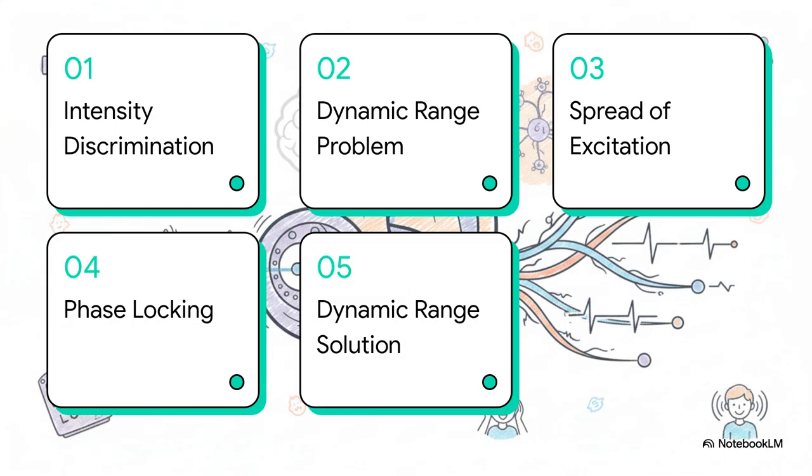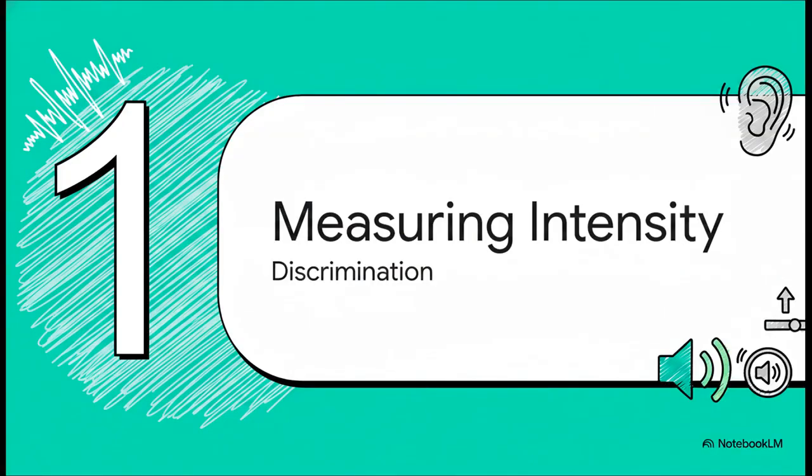To solve this biological puzzle, we've got a clear roadmap for today's explainer. First, measuring intensity discrimination. Then we'll hit the dynamic range problem, explore coding by spread of excitation, look into coding by phase locking, and wrap up with the dynamic range solution. All right, let's dive into part 1, measuring intensity discrimination.